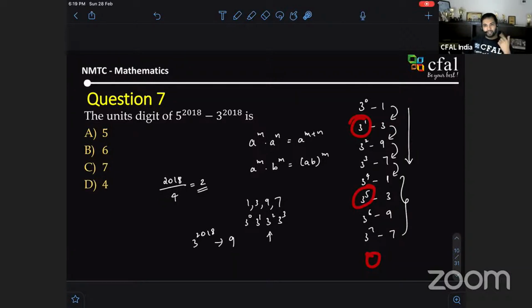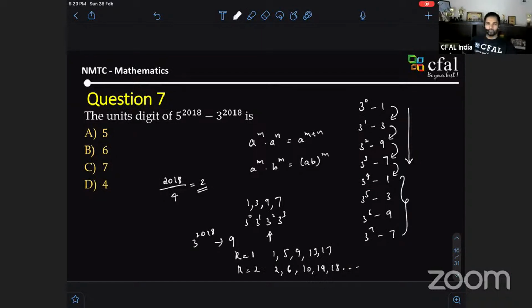So in other words, if I divide by 4, what will be the remainder? Remainder will be 1. What are the numbers I'm talking about? 1, 5, 9, 13, 17, right? If I divide by 4, the remainder is equal to 1. What is the next set? The next set is 2, 6, 10, 14, 18, etc. Here, if I divide by 4, the remainder is always 2.